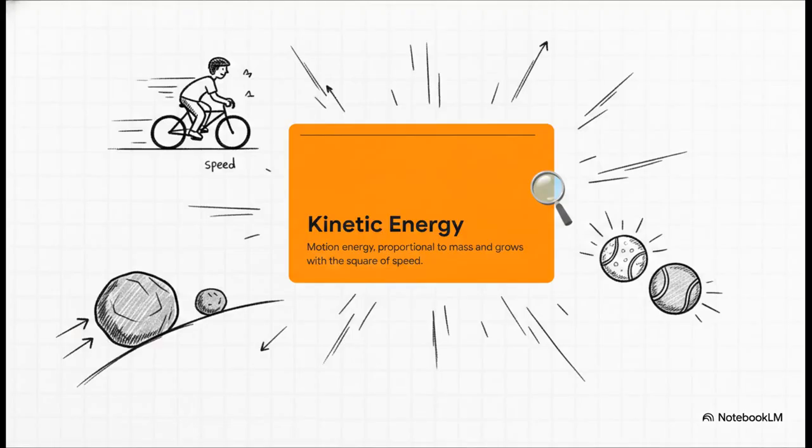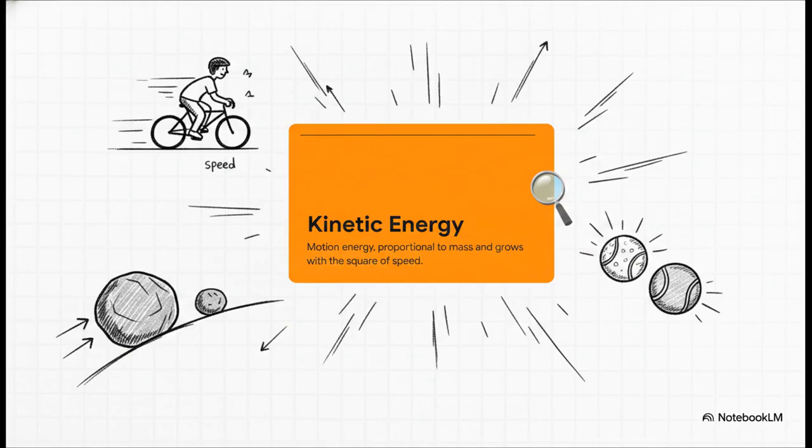According to the science standards, motion energy is properly called kinetic energy. It's directly proportional to the mass of the moving object, and here's the really fascinating part, it grows with the square of its speed. To visualize this, just imagine riding a bicycle at different speeds. The faster you pedal, your kinetic energy doesn't just increase a little bit, it increases exponentially. Because of that math, a car going 60 miles per hour literally has 4 times the destructive kinetic energy of a car going 30. Crazy, right?